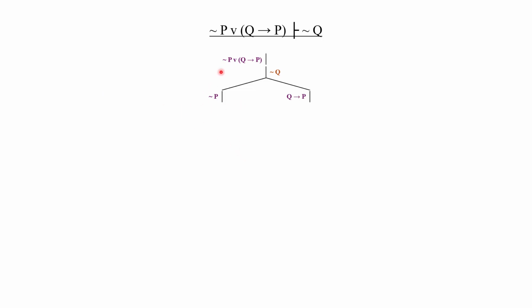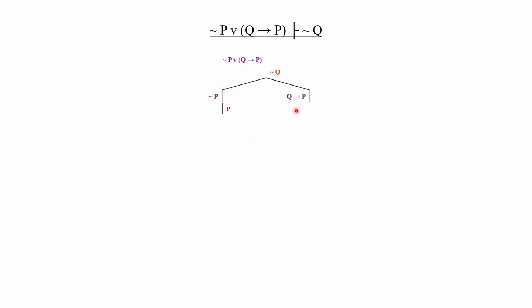So that's why we're going to take the tilde P, put it on the left-hand side of one of these branches, and then take our Q arrow P and put it on the left side of this branch as well, because it's just signifying that one of them has to be true for this statement to be true. Okay, now let's just go ahead and flip this tilde P over to regular P, and we're done there.